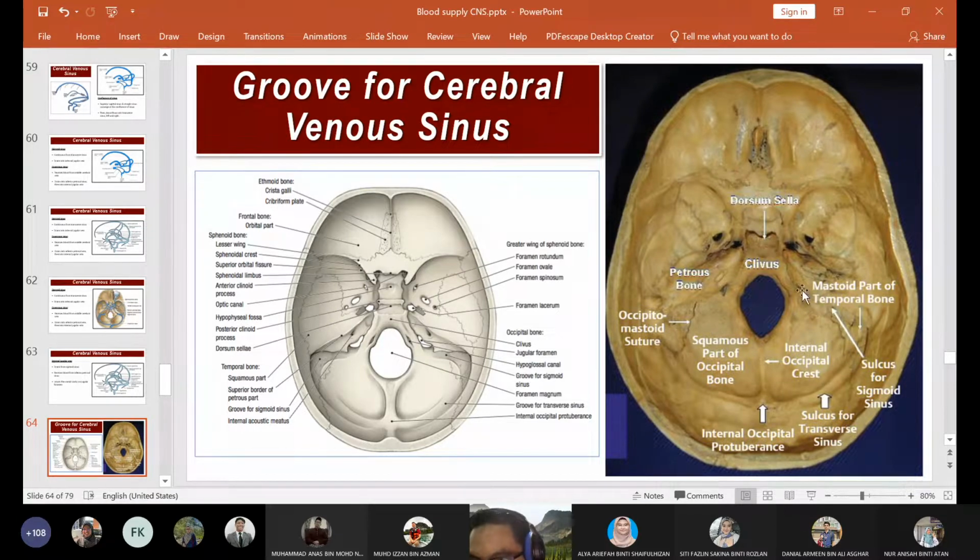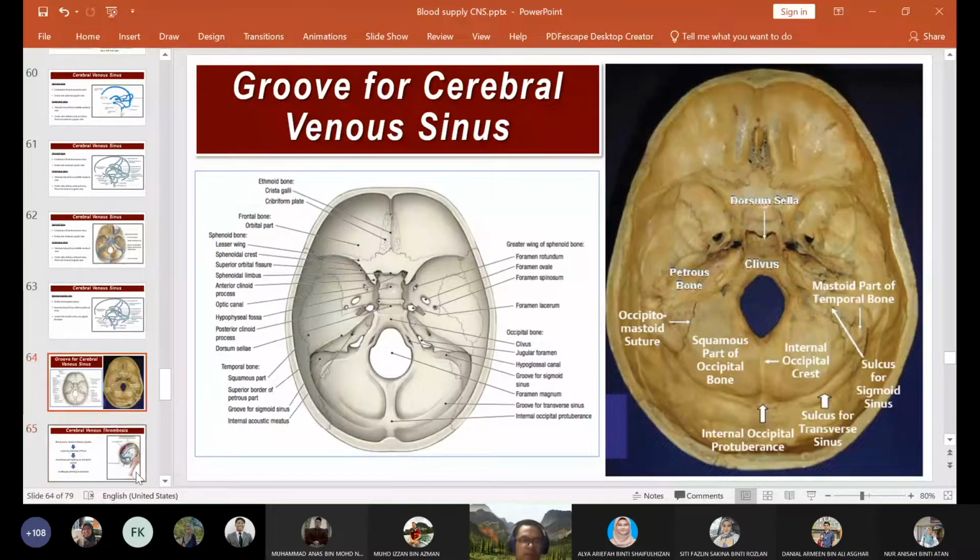Before, kat sini ada jugular foramen kat sini. This is where your jugular vein leaves. It's here. Tak nampak kat sini, tak nampak lah. So this is your foramen magnum. Here is the jugular foramen. Okay. So you can see here is your transverse sinus groove, sigmoid sinus groove, jugular foramen.